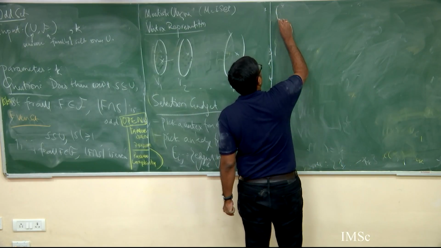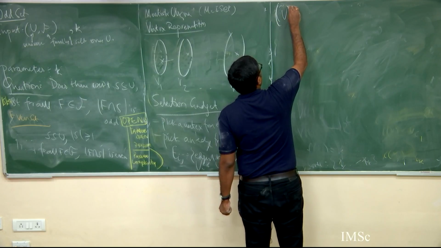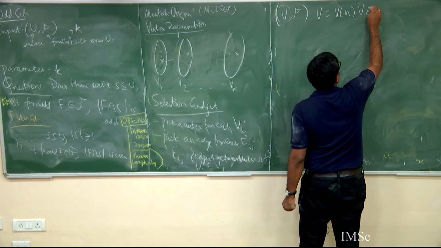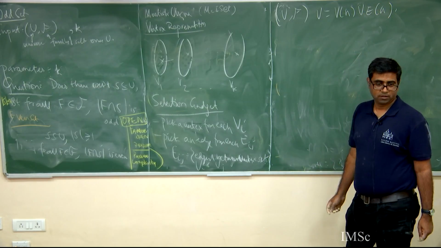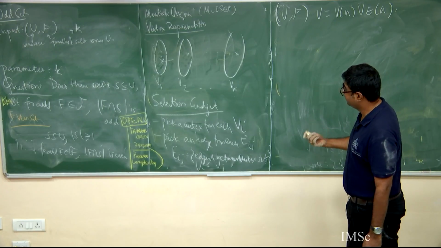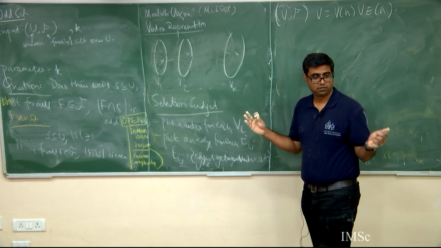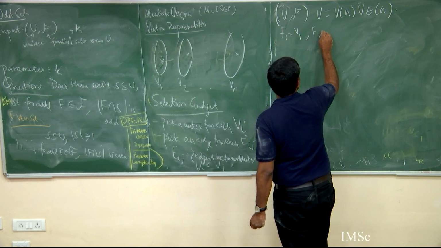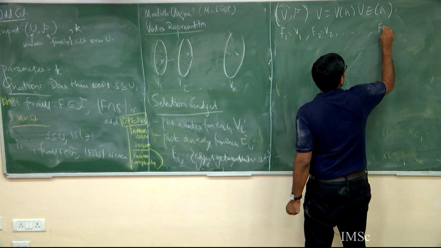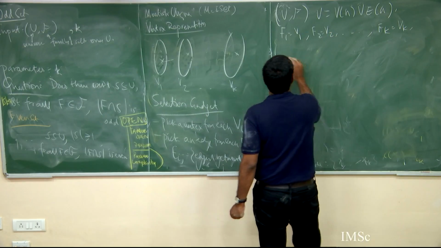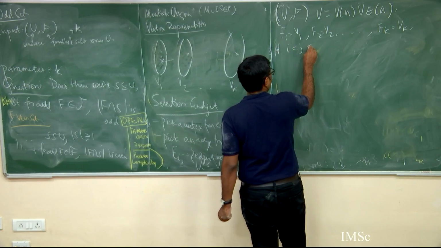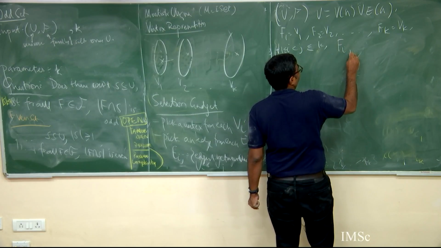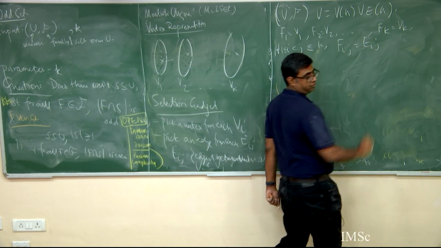So, my universe is going to be, so I am going to define U comma F, where U is going to be V(G) union E(G), okay, fine, and I have some special sets. F1 is V1, F2 is V2, Fk is Vk, and for all i less than j, between 1 and k, let us call it Fij, which is basically Eij.